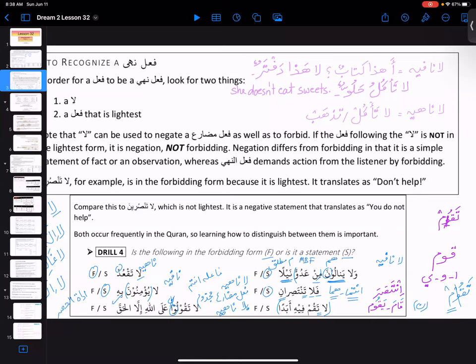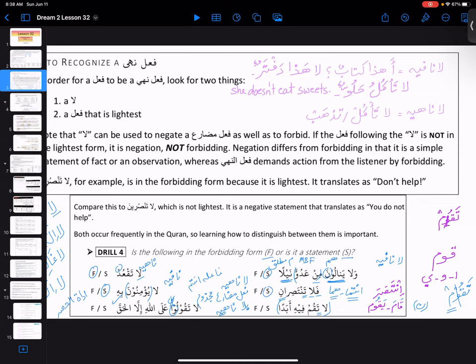For example, the example we just learned, la tansurina, you lady, you don't help, is the normal form. But when we make it la tansuri, this becomes the majzoom form, and it is an order that you do not help. So la tansurina is a comment. Comment, yes. You lady don't help, right? So this is the nature of this person, anti, we are talking to, right? This is the nature that she doesn't help. She is just in herself.